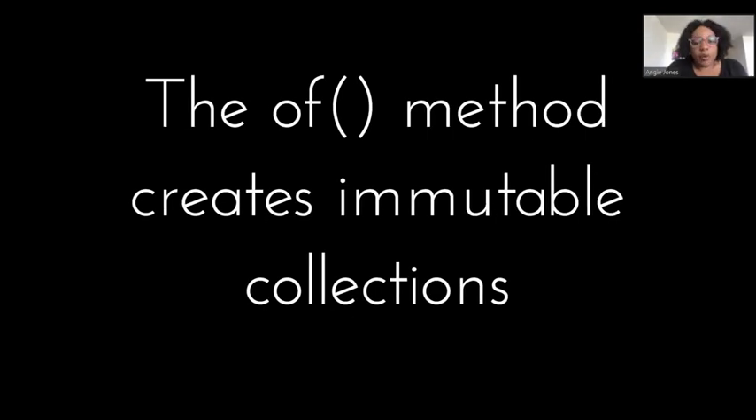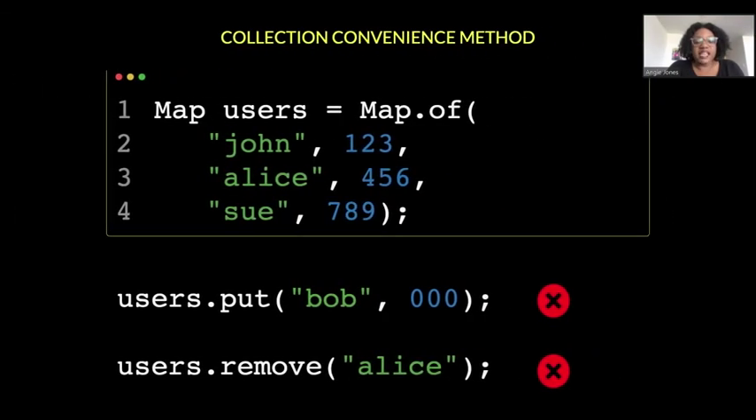One thing to note about using the of method is that it creates collections which are immutable. And what this means is that the collection cannot be changed by adding, removing, or sorting it later. So only use the of method when your collection won't require any later changes within that same program.